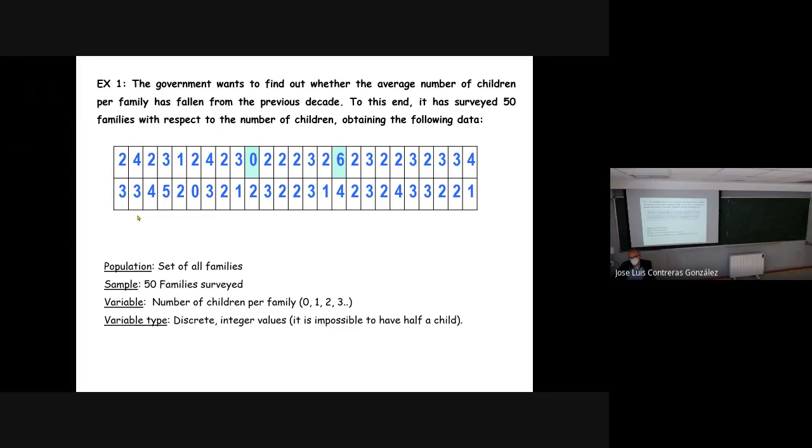Then, can we identify in this example what we just defined? Well, yes, it's easy. The population will be the set of all families in the country. That is what we want to study. The sample is the 50 families we have surveyed. The variable is the number of children, and the variable type is discrete.